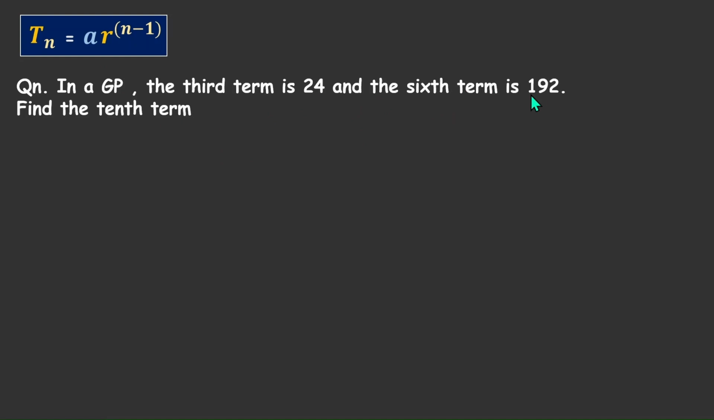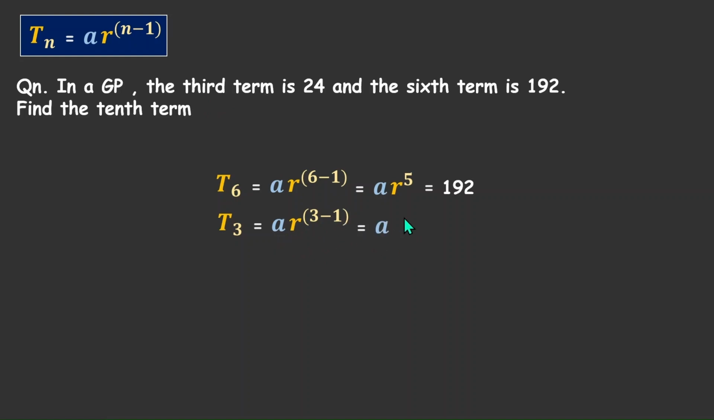We know the sixth term is 192. So T6 would be equal to the first term a into r raised to 6 minus 1. 6 minus 1 is 5, so that becomes a into r raised to power 5, and this is given as 192. Similarly, the third term is given as 24, so T3 is equal to a into r raised to power 3 minus 1, which is a into r raised to power 2, because 3 minus 1 is 2, and this is given as 24. Now understand one thing, to find the 10th term, we need two things.